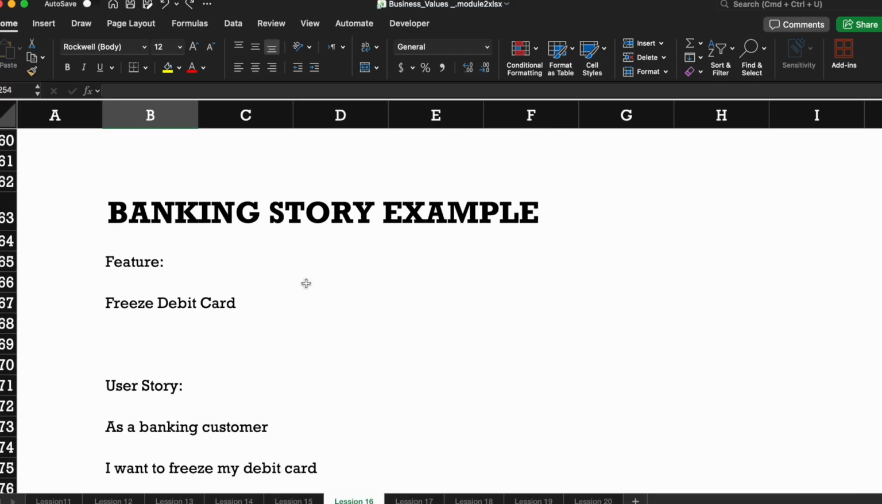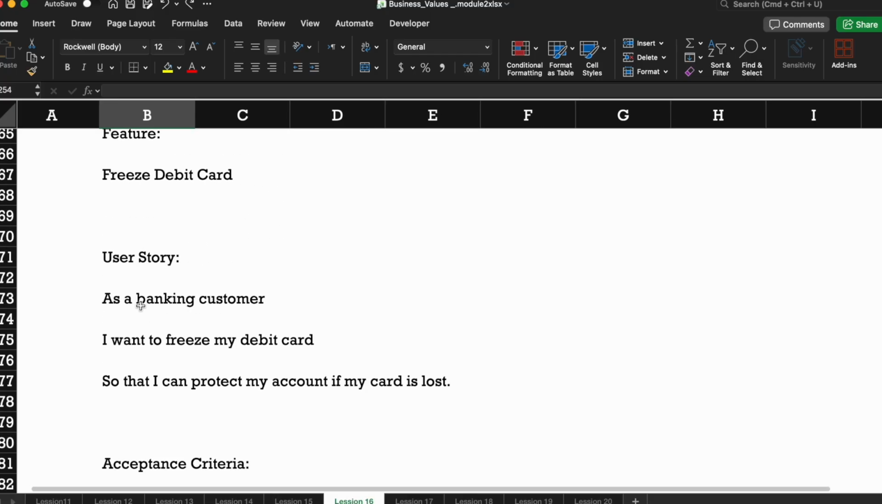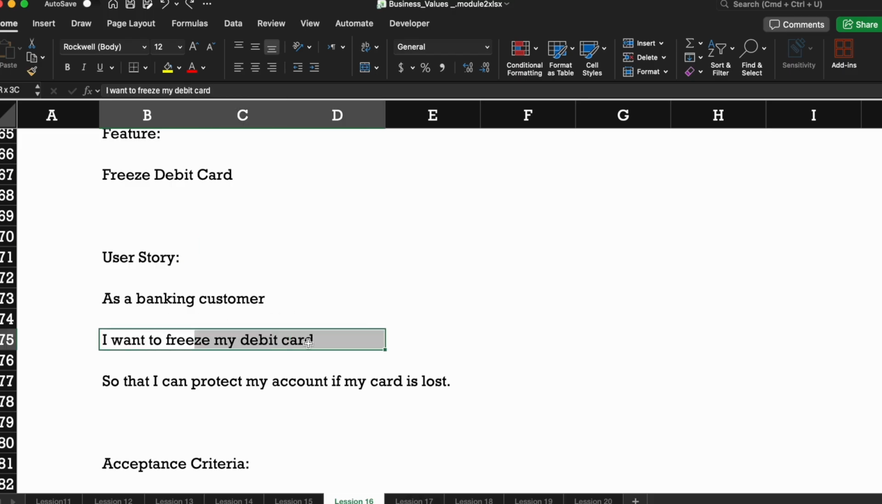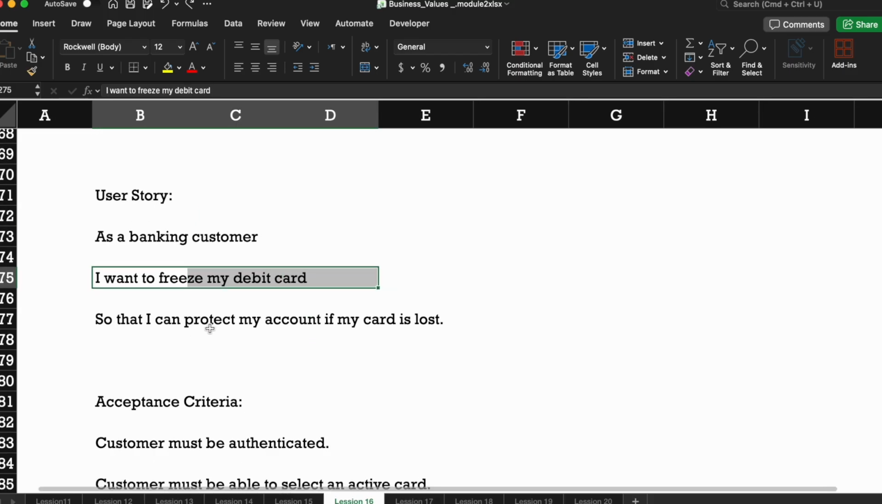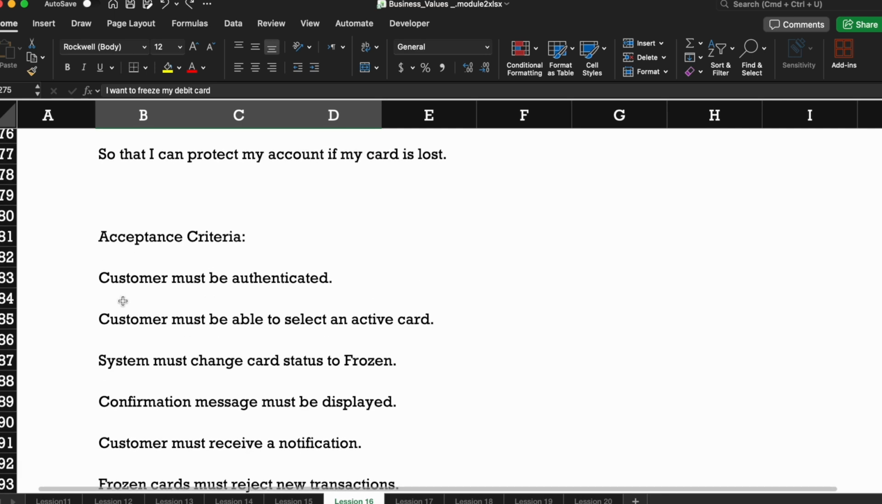Banking story example: freeze debit card. User story: as a banking customer, I want to freeze my debit card so that I can protect my account if my card is lost. Acceptance criteria. This is the key skill, how you can complete writing the acceptance criteria. Customer must be authenticated.